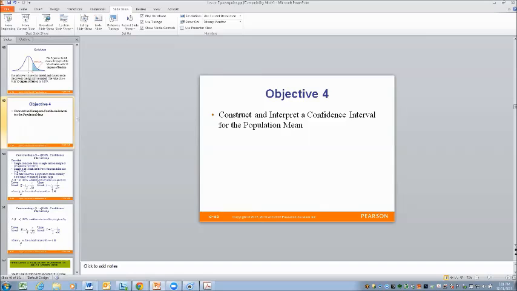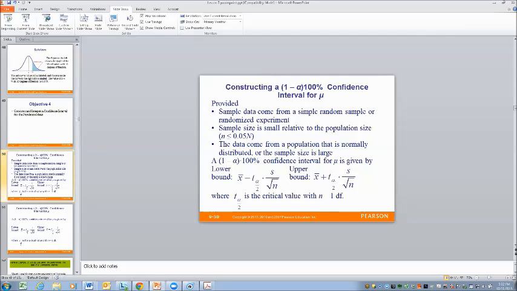Okay. So now we're going to construct and interpret a confidence interval for the population mean. Again, this goes back to part of the reason why we're interested in this t-distribution. We've come up with a point estimate for the population mean by taking a sample and looking at its average. Based off of that information, though, and the t-distribution, we can come up with a range of estimates called the confidence interval.